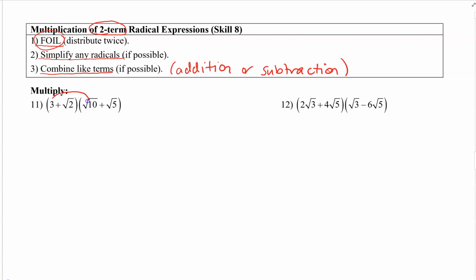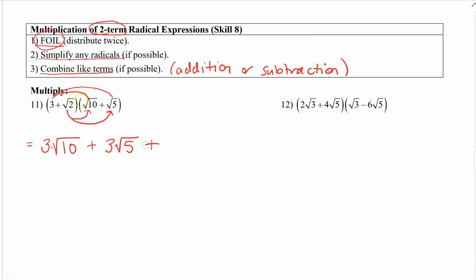I'm going to distribute the 3 to the square root of 10 and the square root of 5. And then after that, I'll distribute the square root of 2 to the square root of 10 and the square root of 2 again to the square root of 5. So it would look something like this. 3 times the square root of 10 plus 3 times the square root of 5. I couldn't actually multiply 3 with 10 or 5 because 3 is considered an outside number and 5 is an inside number. So they cannot be multiplied together. They're just sort of written next to each other like this.